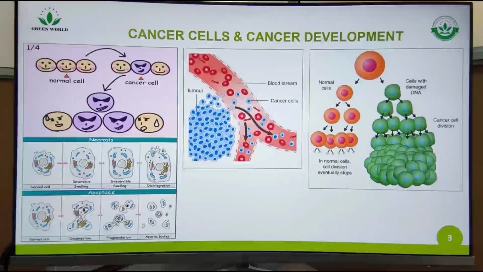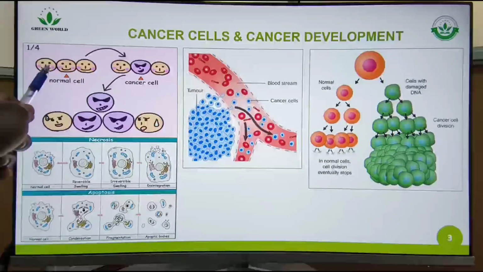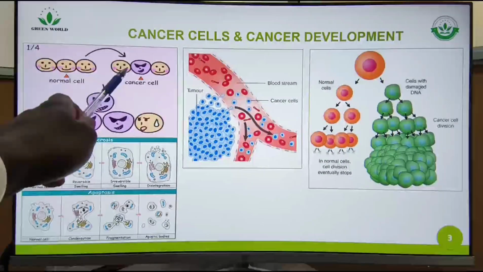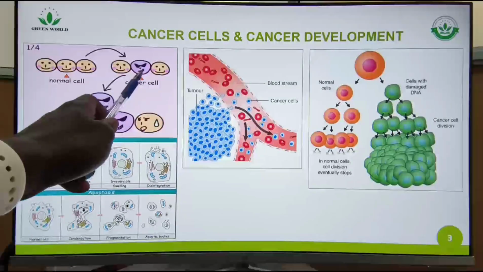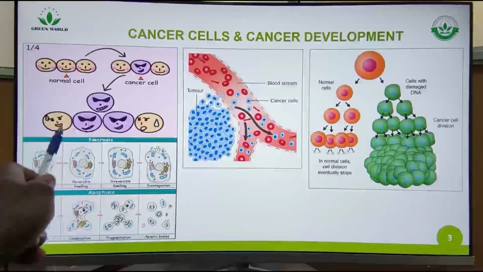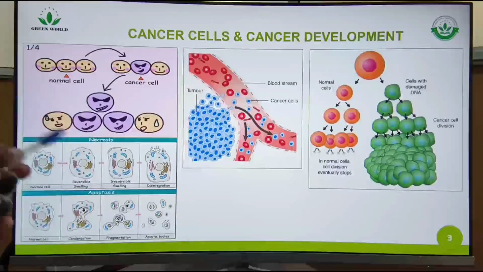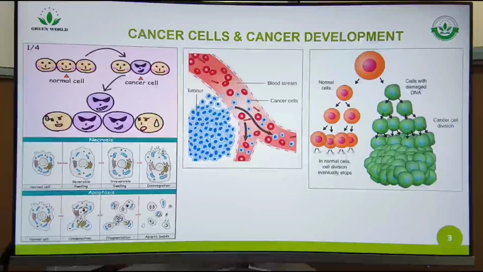Now, cancer cells and cancer development. There are so many pictures to help you know how these mutations and cancer cells happen. As you can see from here, these are normal cells. If there are three, then they should be dividing into three. Then this is the cancer cell. You see, these are normal cells, these are cancer cells. The normal cell will divide normally, but the cancer cell will start behaving or forming abnormally.